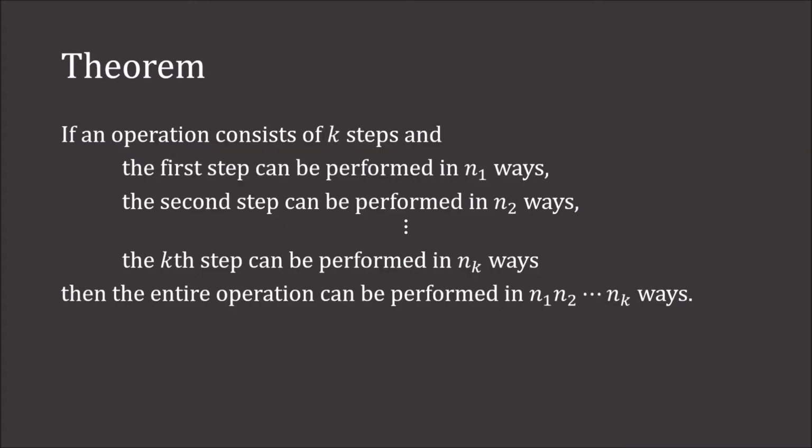An operation consists of k steps, and the first step can be performed in n1 ways, the second step can be performed in n2 ways, and so on and so forth. The kth step can be performed in nk ways. Then the entire operation can be performed in n1 times n2 times nk ways.